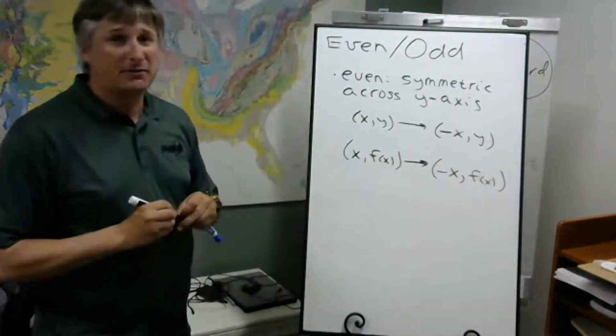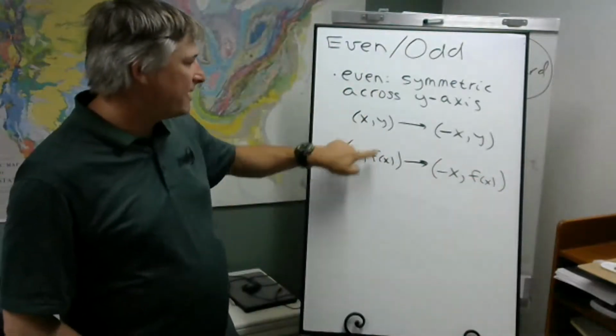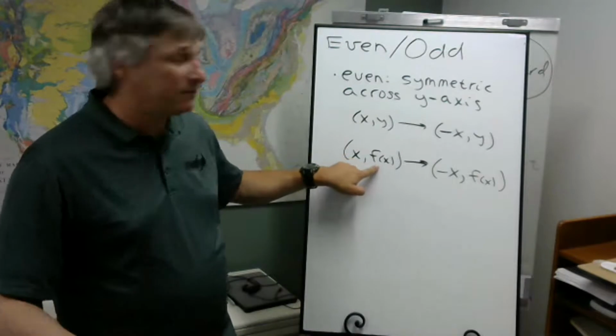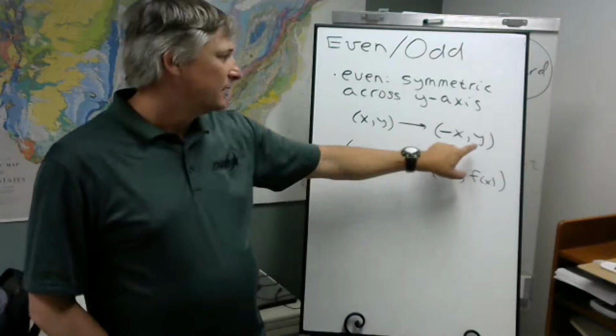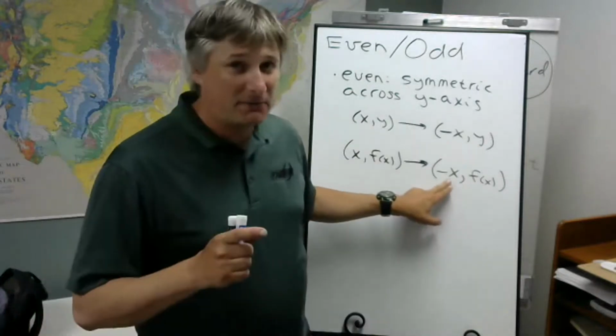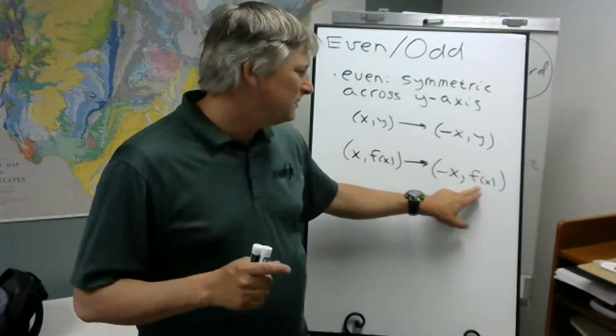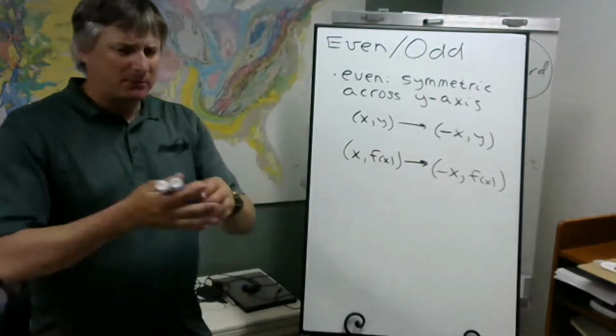This will also satisfy the equation. X and x, the y value, and the y value f of x. Negative x, y value, and then this negative x will simplify inside f of x to give you the, well, the f of x. Let me explain that a little better.